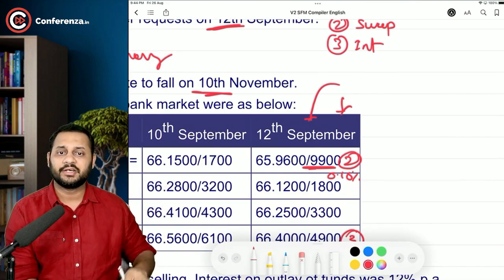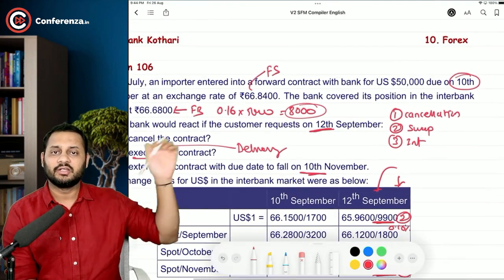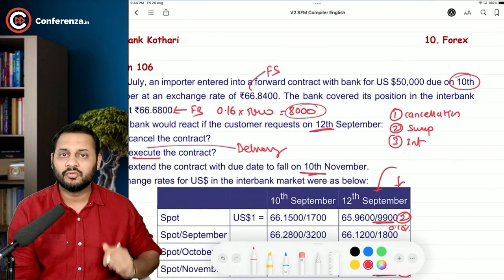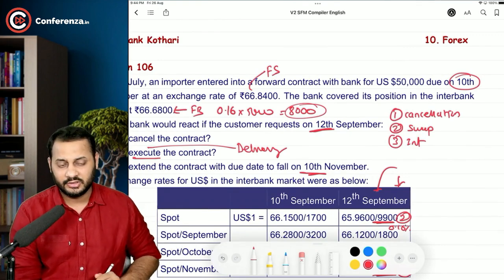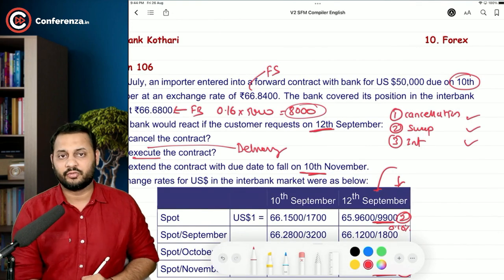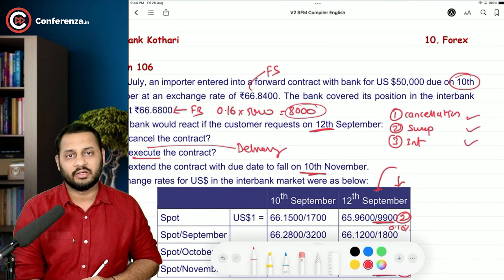65.99 plus margin into 50,000. That's another outflow apart from the cost. But these three are most important to recover. Okay, let's calculate one by one.